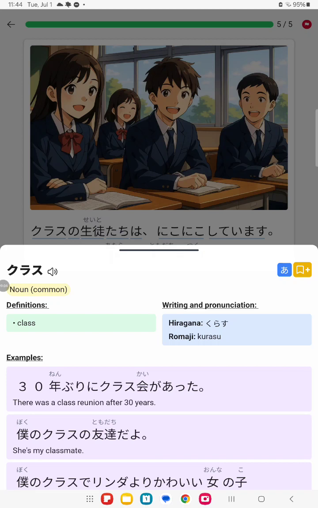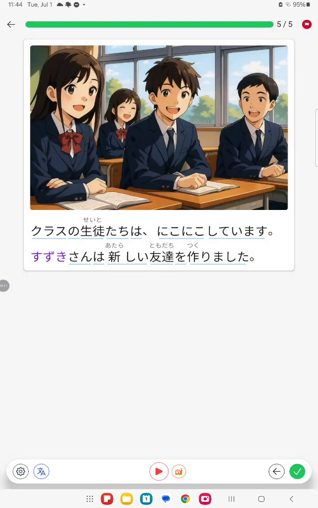クラス。クラス。 Here it sounds like the second one was accented, but in クラスの生徒たちはニコニコしています。 it sounds like the first one was. 鈴木さんは新しい友達を作りました。 So I think there is some inconsistency on how the same word is represented pitch accent wise. Then again, I'm not actually paying that much conscious attention to pitch accents, and probably will forget. And I've already forgotten how nearly every single other word in this thing is pitched.